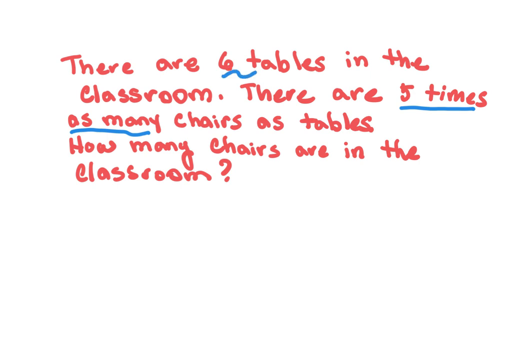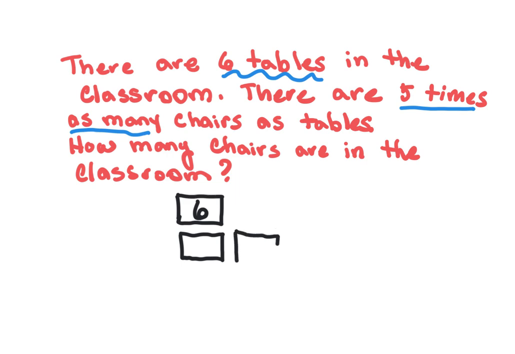We know that we have 6 tables and we have 5 times as many chairs than we do tables. So I'm not going to sit here and draw all these tables because you guys know how my drawing looks, but I'm going to just have one box. I'm going to show a tape diagram, and that represents 6, because I have 6 tables in that classroom. But I have 5 times as many chairs. So I am going to continue with my tape diagram, and I'm going to make 5.